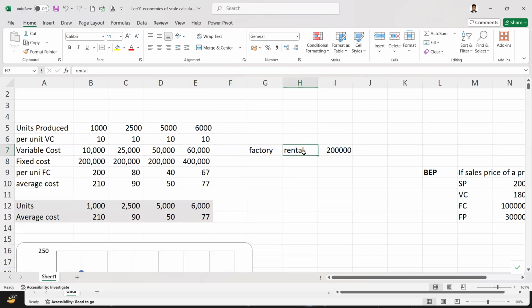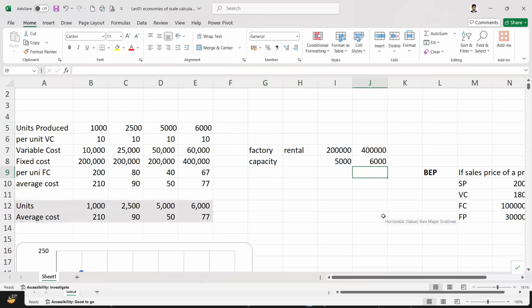Yes, sir. Rental of the factory is 200,000 and the factory capacity is 5,000 units. So you can produce 1,000 units, you can produce 2,500 units, you can produce 5,000 units. But can you produce 6,000 units? No, sir. It's over capacity. To produce 6,000 units, what do you need to do? You need to rent one more factory. And the rental is 200,000 for one more factory. So your fixed cost will be 400,000 when you are producing 6,000 units.